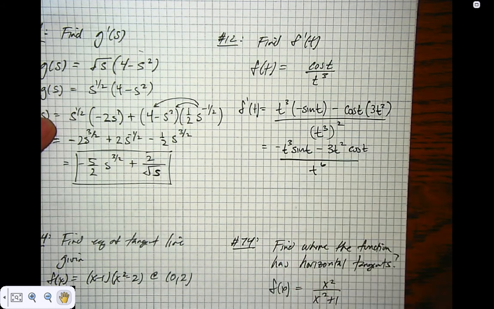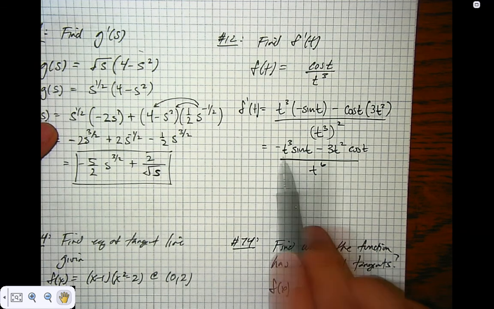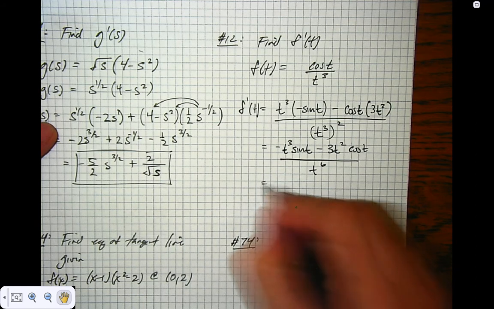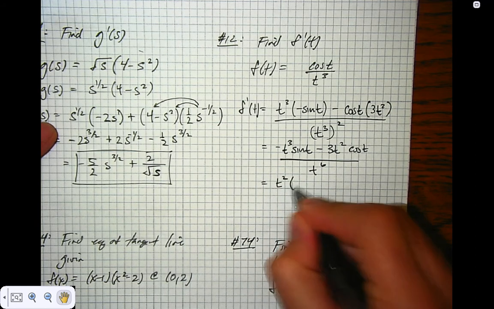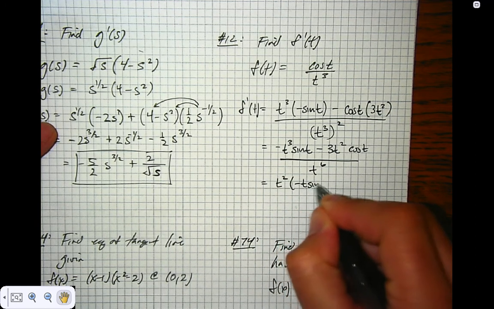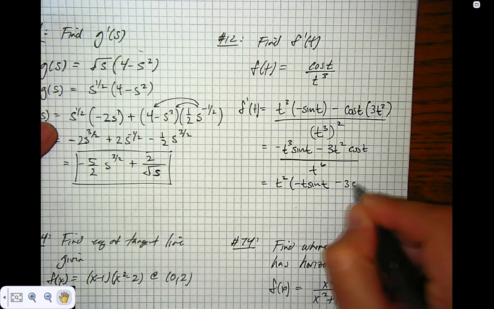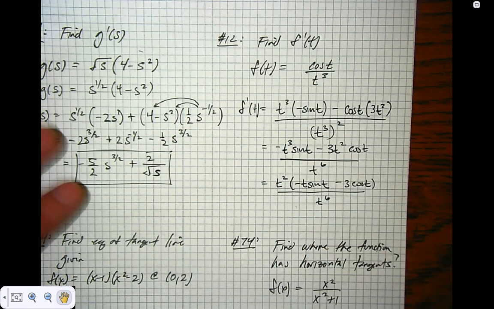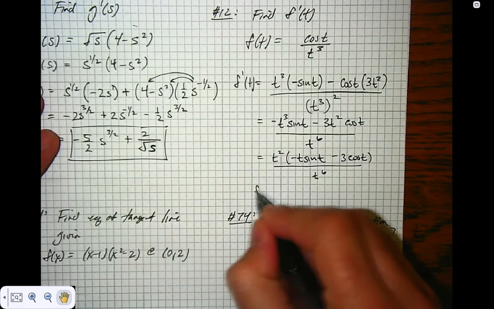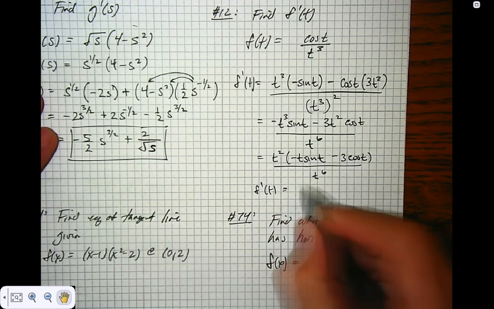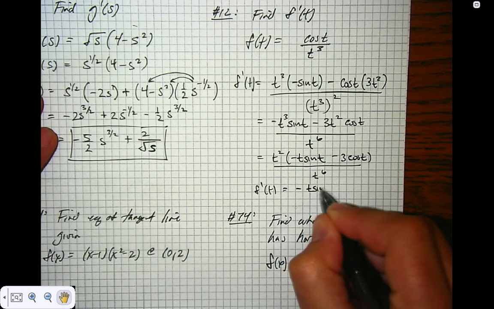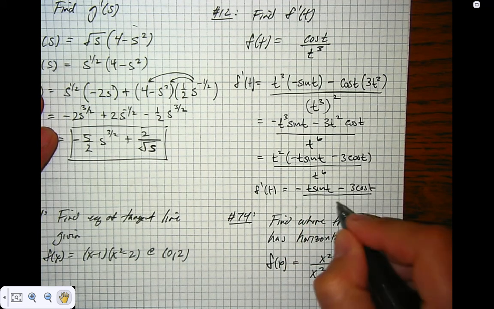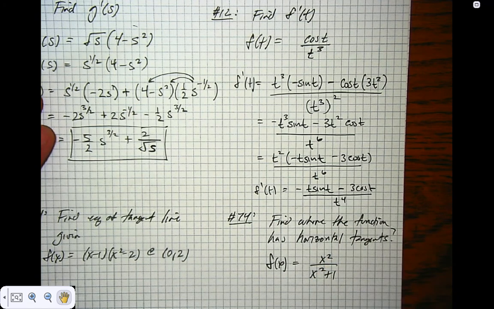t to the 6th. You can see here that I can take out a t squared from the top. So if I do that, I take out a t squared, I'm left with negative t sine of t minus 3 cosine of t over t to the 6th. For a final answer, f prime of t would equal negative t sine t minus 3 cosine of t all over t to the 4th.